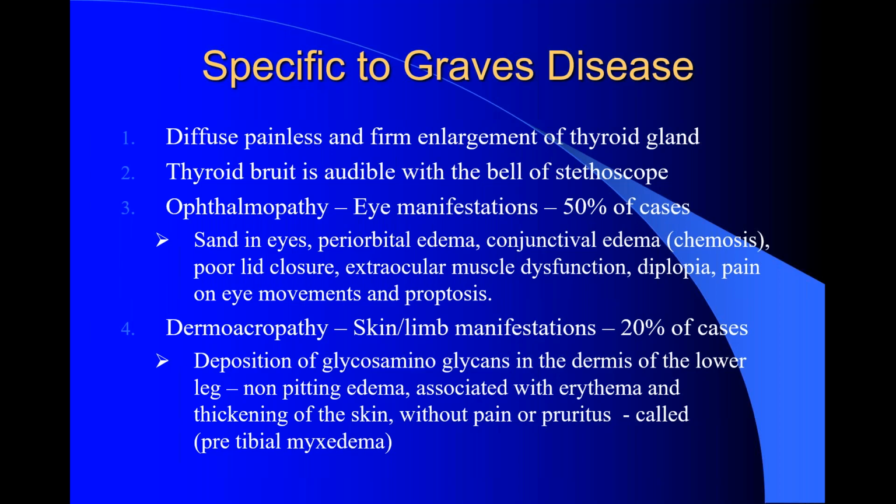And in dermatopathy, there will be skin or limb manifestation, which is seen in 20% of cases. That is because of the deposition of glycosaminoglycans in the dermis of the lower leg, leading to non-pitting edema associated with erythema and thickening of the skin. And this is without associated pain and pruritus. So if limb edema is there, you have to differentiate it from other edema like cellulitis and other things, because erythema is also there. So you will have to see that it is not associated with pain or pruritus.